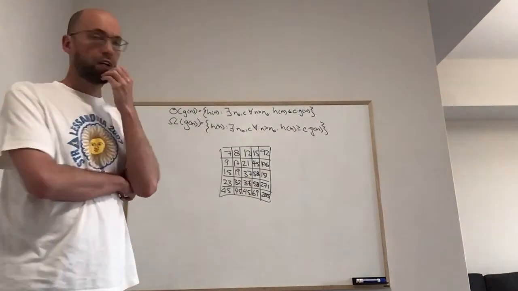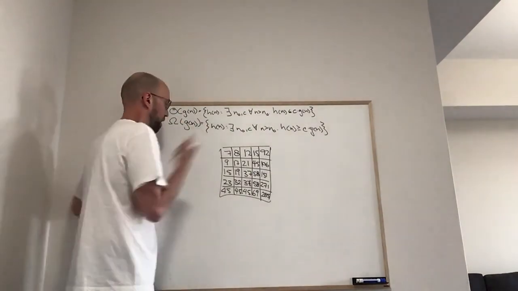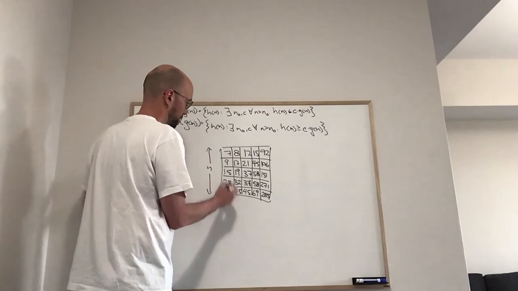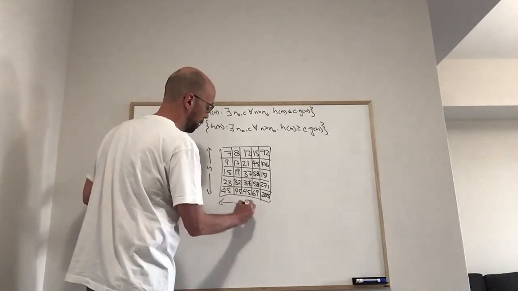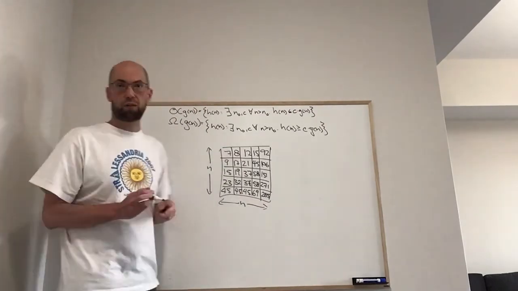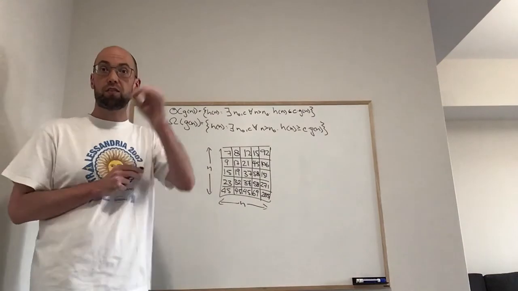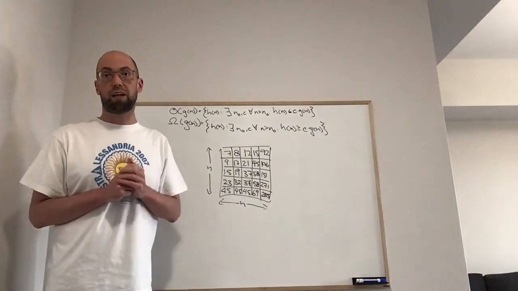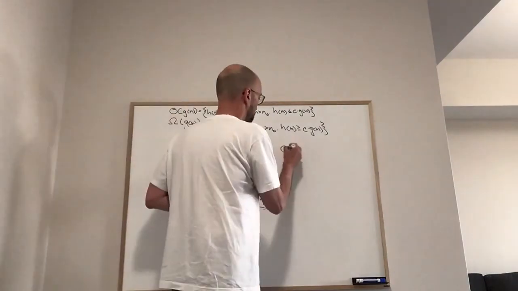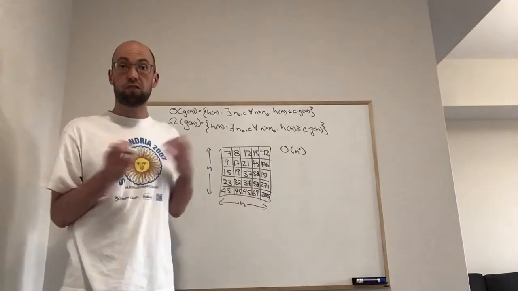So in this case, how long does it take? Say that this is an n by n matrix. Well, this is a particular matrix, but if I give you an n by n matrix with this property that all the rows are sorted and all the columns are sorted, then how long does it take you to check to see if there's a particular number in there? Well, obviously you can do it in order n squared, right? You just check everything.